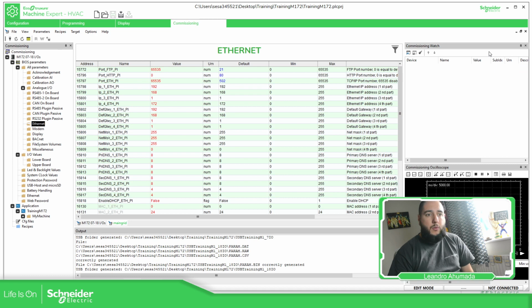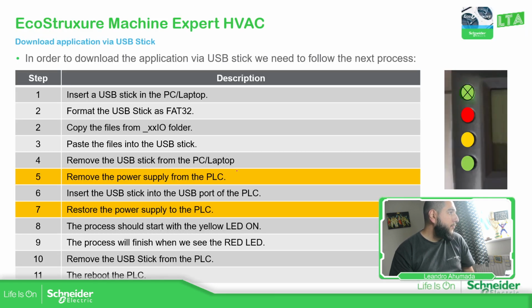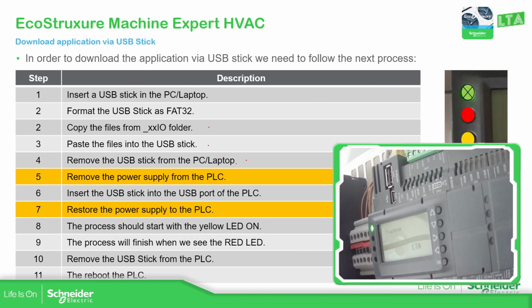So now I'm going to remove the USB here, and let's go back to the presentation. So far we copy, paste it into the files, now remove from the laptop. We need to put this on the USB on the PLC. So this one is an optional.